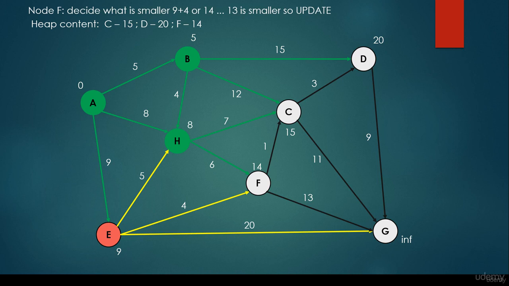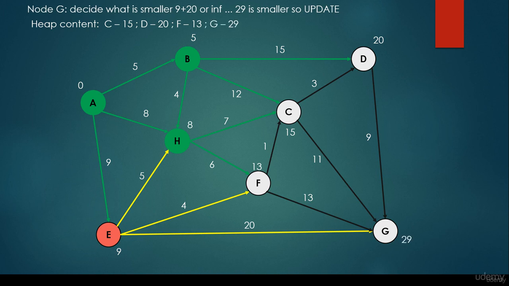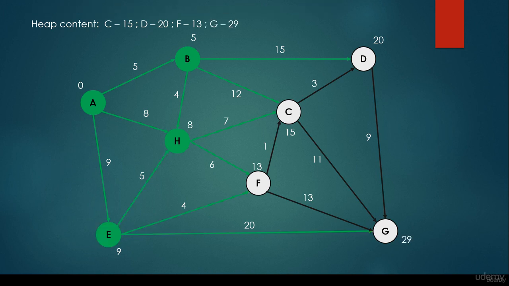Okay, then what about the node F? We have to consider whether 9 plus 4 is smaller or 14. Of course 13 is smaller, so we have to update the predecessor of F as well as the minimum distance of F. Then we have to consider the G. What's smaller, 29 or infinity? Of course 29. And we consider all of its neighbors. The heap content is D, C, F and G.